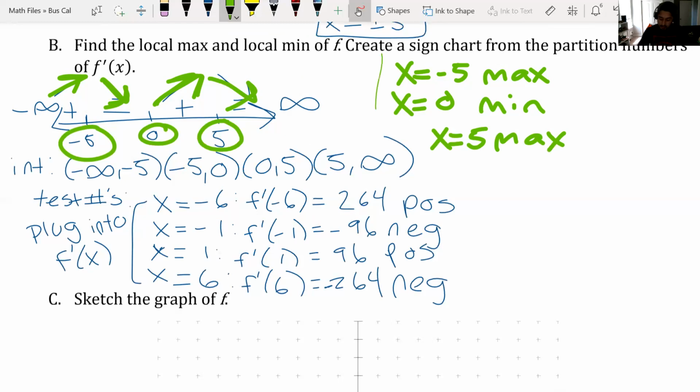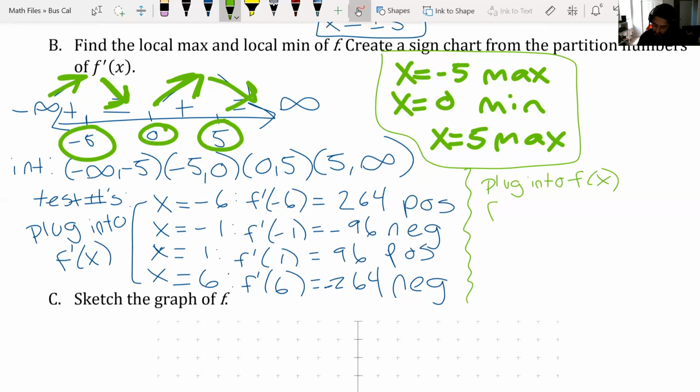Okay, we're not done because now we need to find the exact points of the max and min. So what do we do? We plug them into the original function. That is correct. So plug into f of x. Okay. So make these little squiggles here: f of -5, f of 0, f of 5.